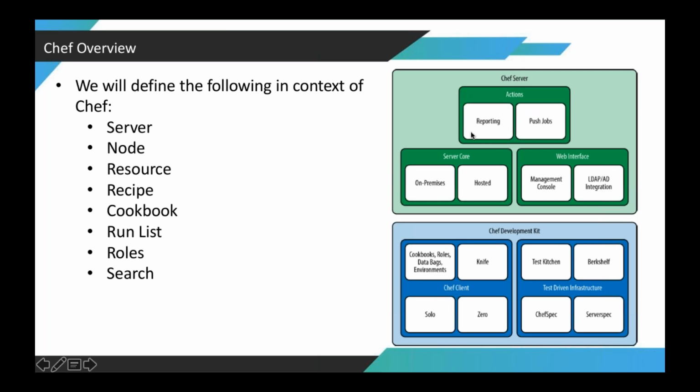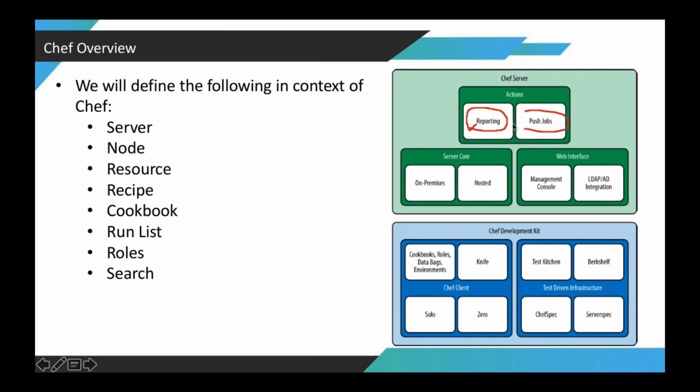Chef has a UI where it gathers all the information about the nodes, like how much memory a node has, what its IP address is, what the architecture is, and what operating system you are running. All that information is captured inside the Chef server automatically, so you can use it as an inventory or for reporting as well. You can generate reports out of the Chef server using this information.